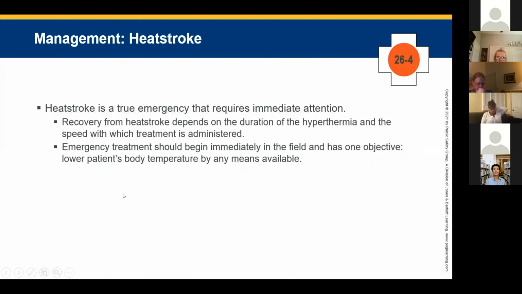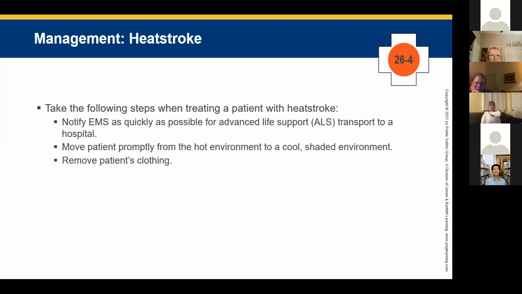Heat stroke, a true emergency, which you already know. Recovery from heat stroke depends on the duration of the hyperthermia, which we know. Treatment should be done immediately in the field to lower the body temperature. We know that. Notify EMS as quickly as possible for advanced life support. So definitely advanced life support. Probably a helo would go to the area. But you want to get to the hospital as soon as possible.